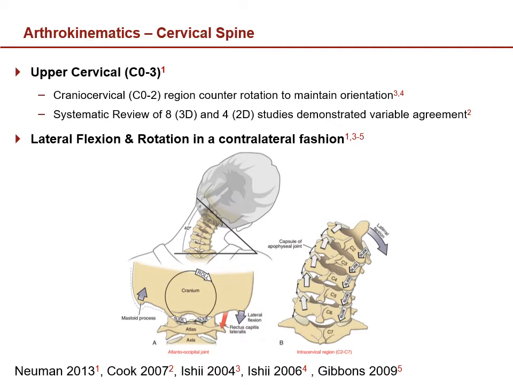The purpose for this is that the majority of the side bend in the upper cervical spine comes from C0, C1. And so there's going to be an ipsilateral roll and a contralateral slide of the condyles as the individual side bends to their right.